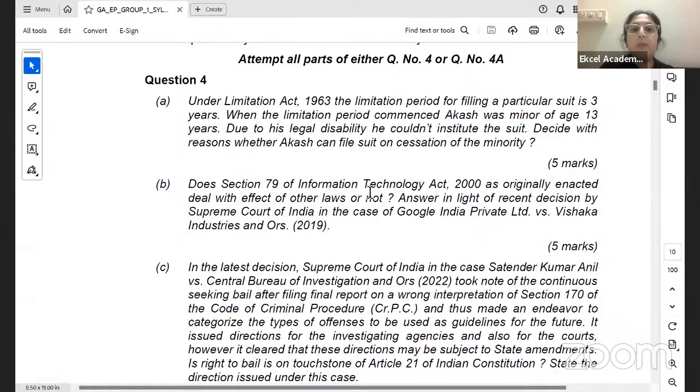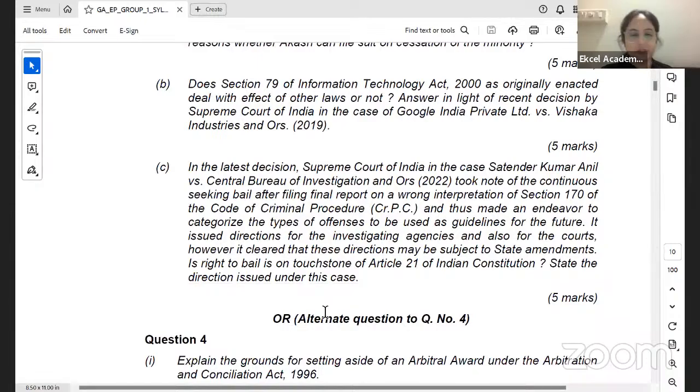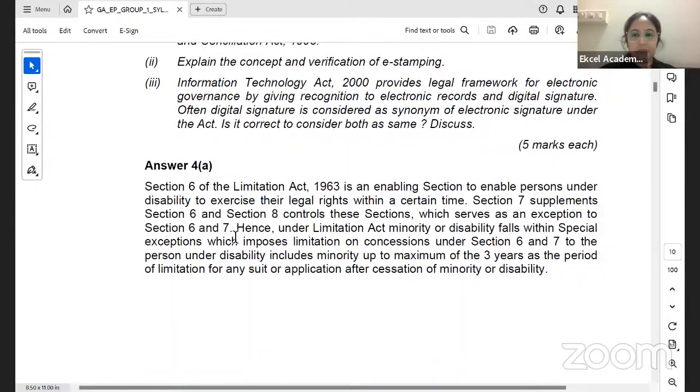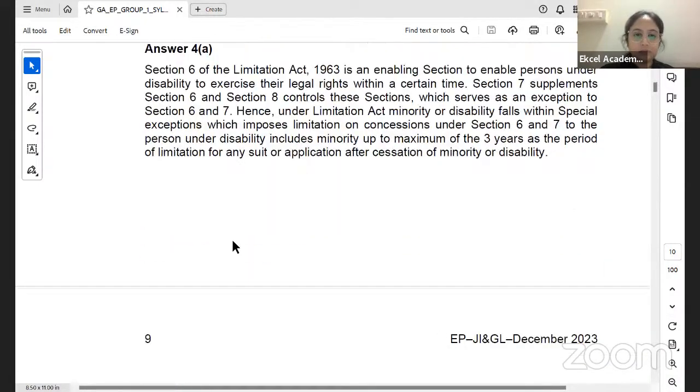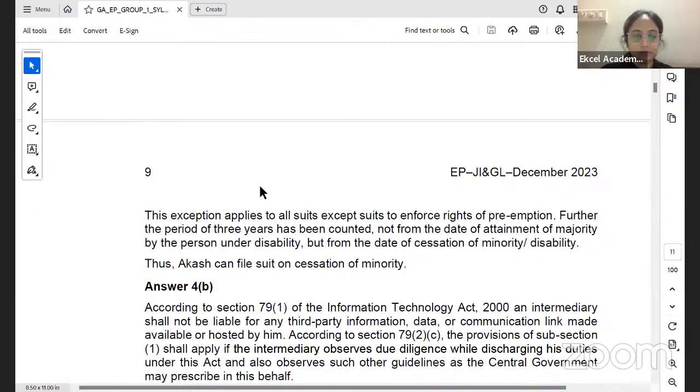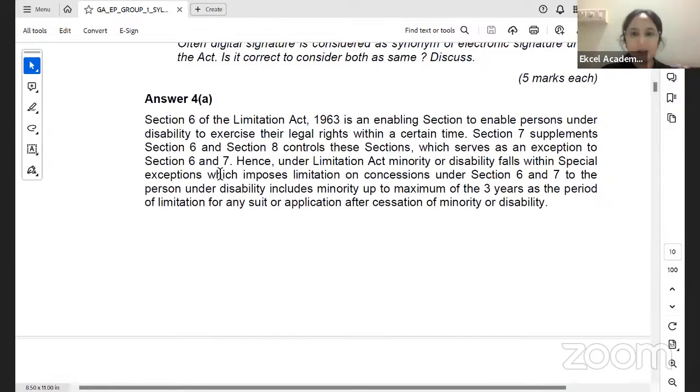So for this, you have to mention sections 6, 7, and 8 of the Limitation Act. Just one sentence if you explain also, that is what 6 says, what 7 says. Section 8 is an exception to 6 and 7. Section 7 you need not explain completely, but 6 and 8 you have to concentrate on more. That much if you explain, that is sufficient. See, just this much if you write, just 2 paragraphs, you get 5 marks.